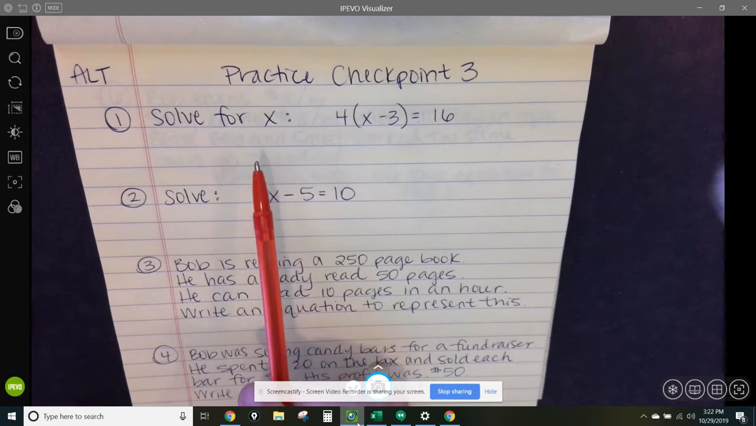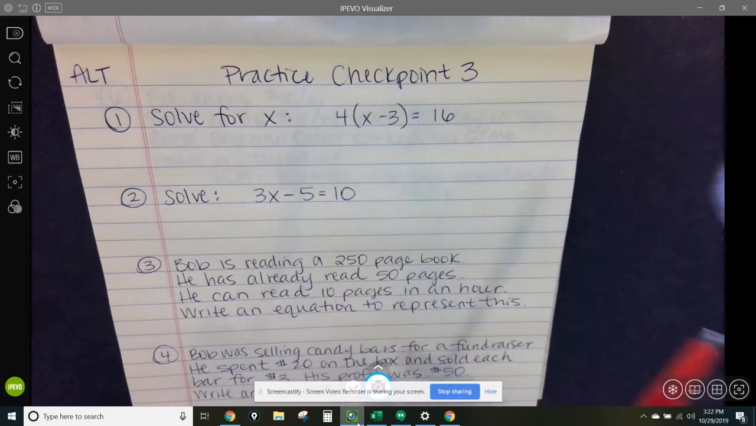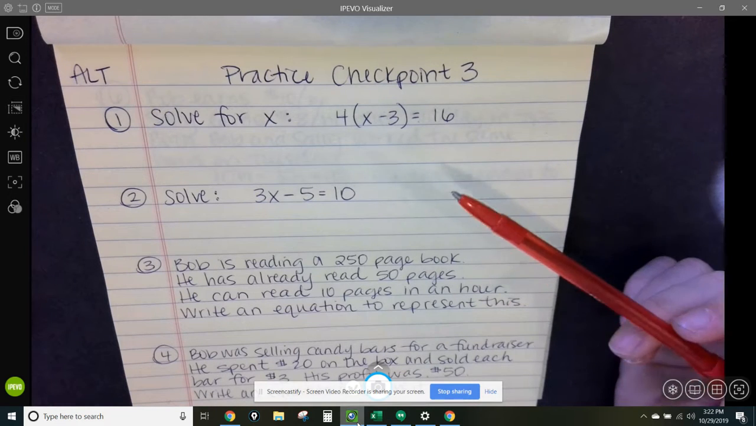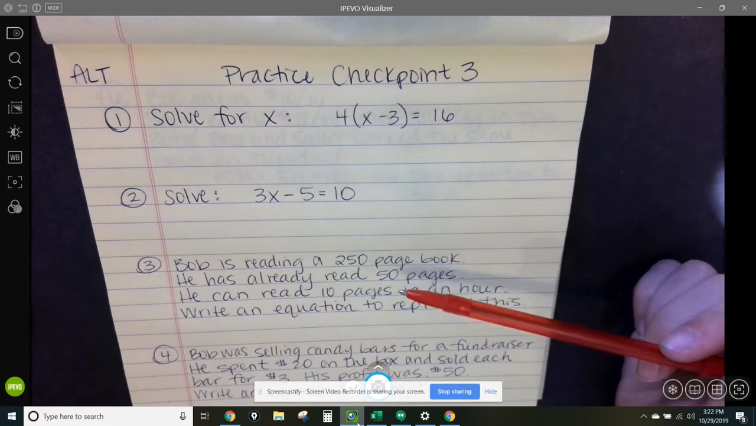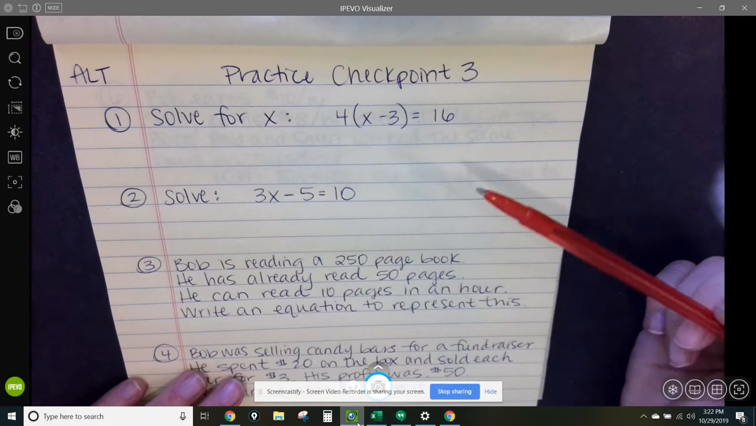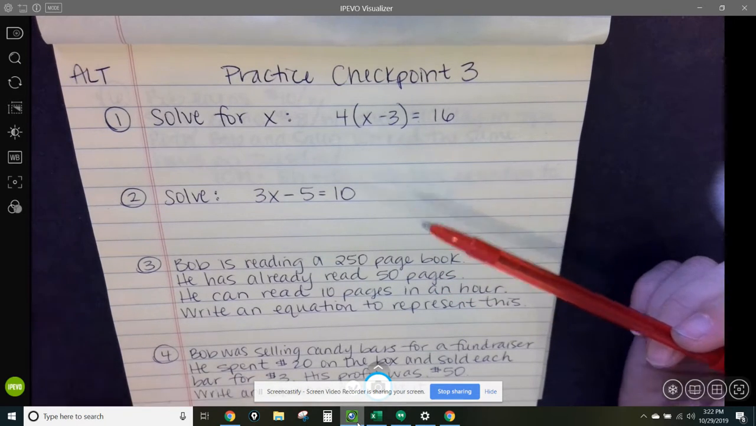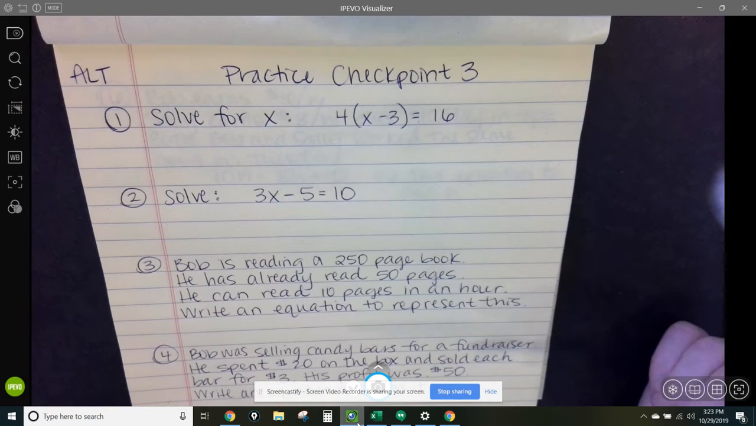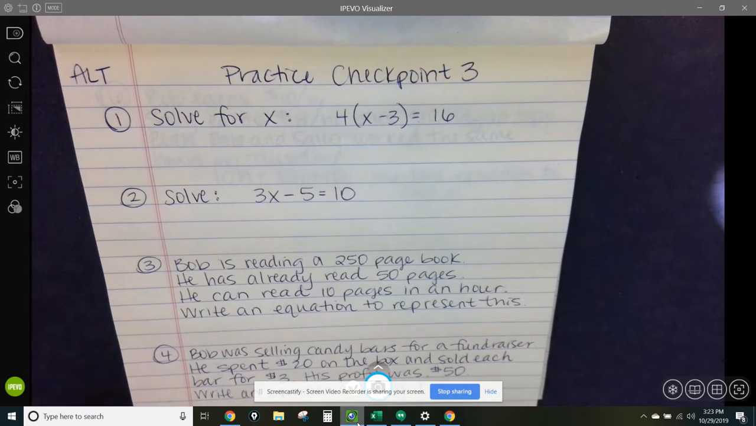Hi you guys, this video is for a practice for checkpoint 3. So again, I would suggest you get out a piece of paper and do these problems along with me, and then use this as your notes when you do your actual checkpoint right after this for a grade. So get your paper ready, write these down, and then use it as your notes.